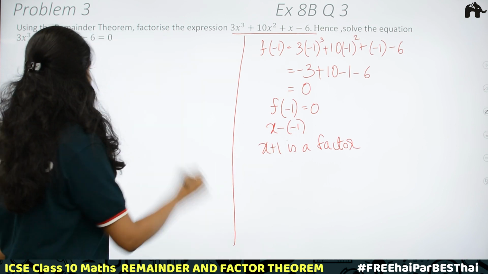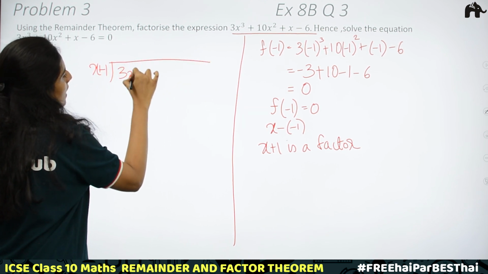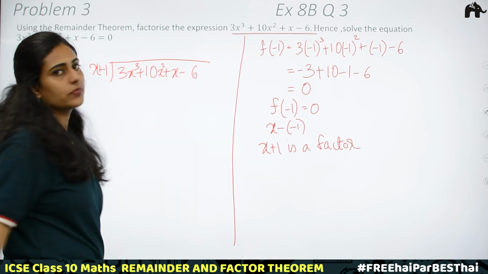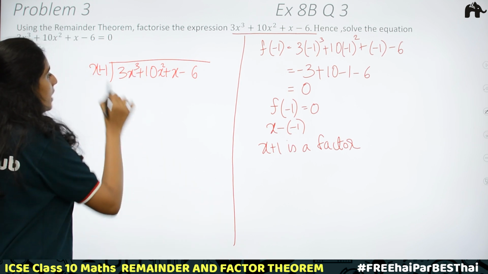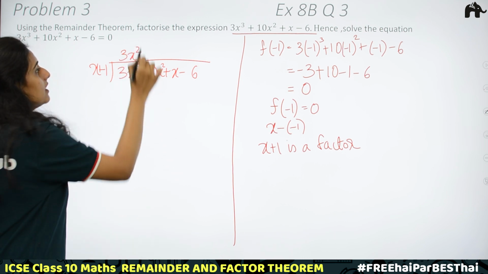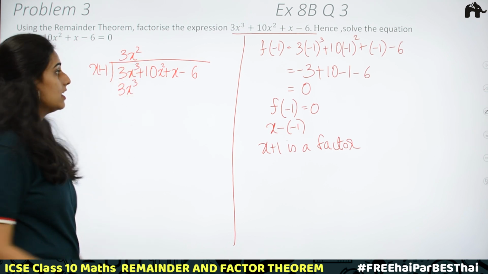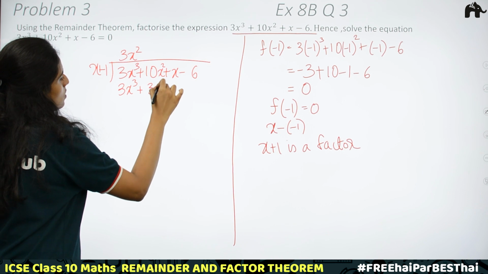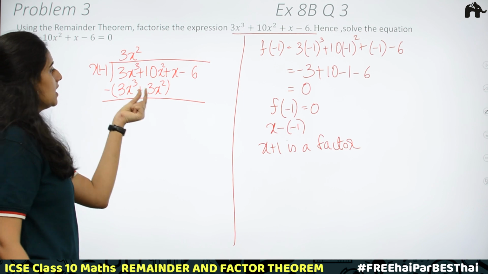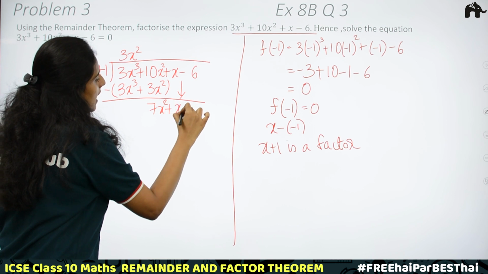Now using this factor, we can find the remaining factors. We'll perform the long division. Here the divisor is x plus 1 and the dividend is the given expression 3x cube plus 10x square plus x minus 6. Now to get 3x cube, x should be multiplied with 3x square. Okay, 3x square into x is 3x cube. 3x square into plus 1 is plus 3x square. Now subtracting, we get 0 here. 10x square minus 3x square is 7x square. Taking this down, we get plus x minus 6.